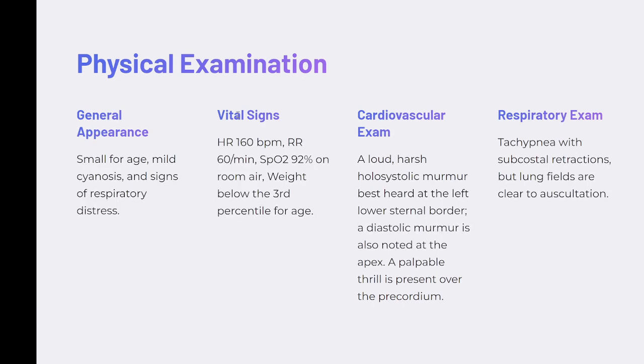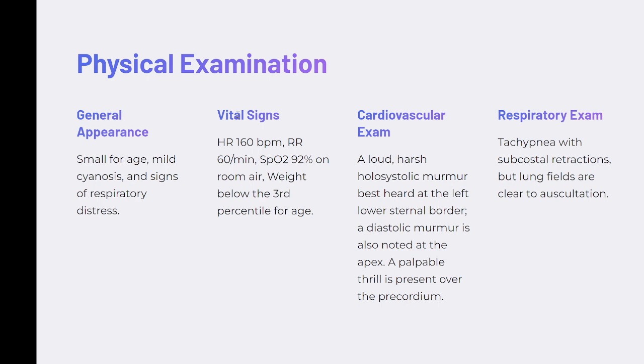Physical examination. General appearance: small for age, mild cyanosis, and signs of respiratory distress. Vital signs: HR 160 BPM, RR 60/min, SpO2 92% on room air, weight below the 3rd percentile for age. Cardiovascular exam: a loud, harsh holosystolic murmur best heard at the left lower sternal border.